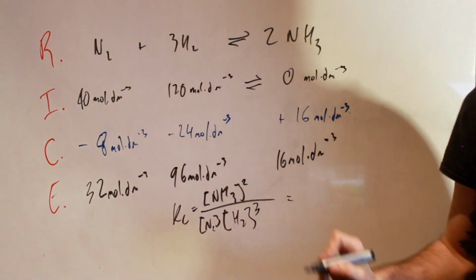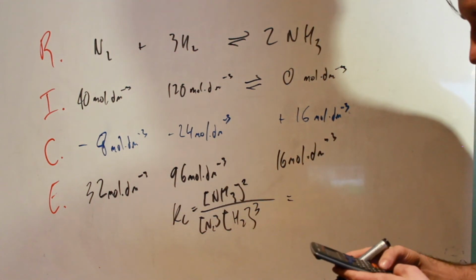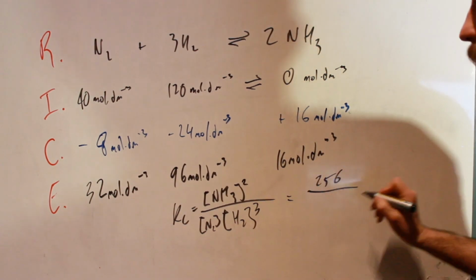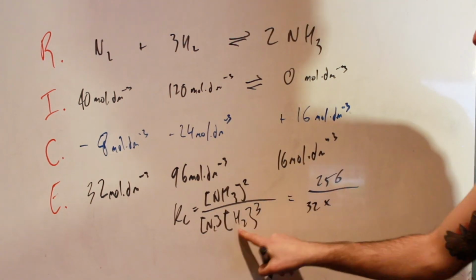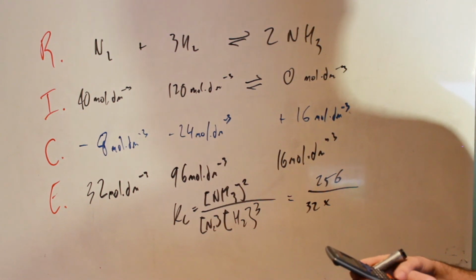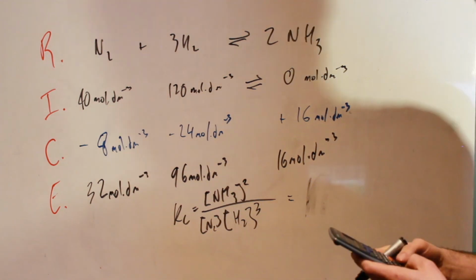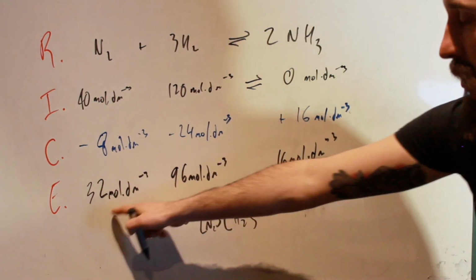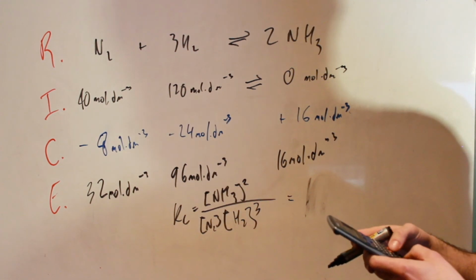We're going to have a value of 16 squared, 16 times 16, that's going to give me 256. And then we're going to have 32 times by 3 lots, so 96 times 96 times 96. All right, I'm just going to do it like this. We're going to go 16 squared divided by 32 times 96 to the power of 3.